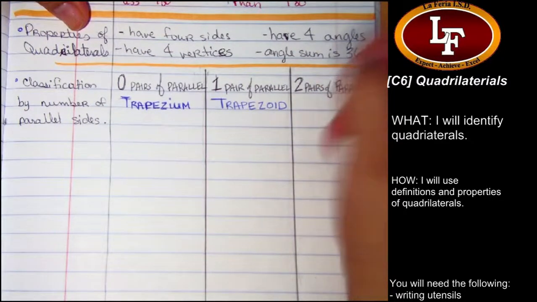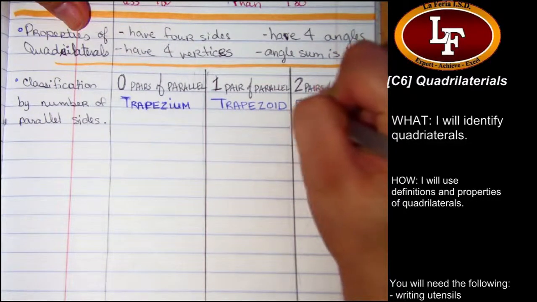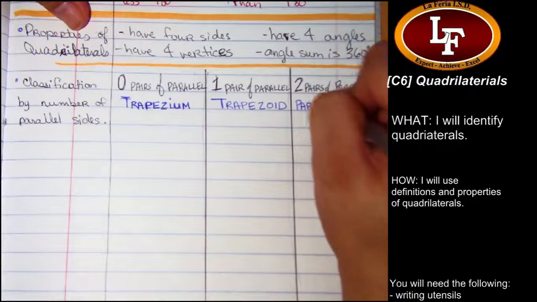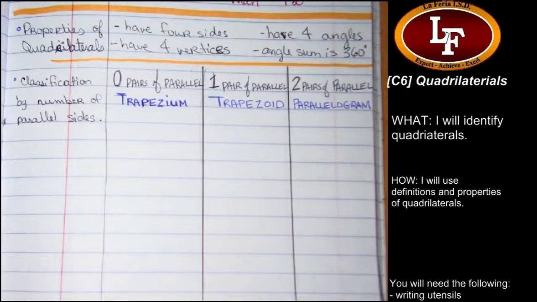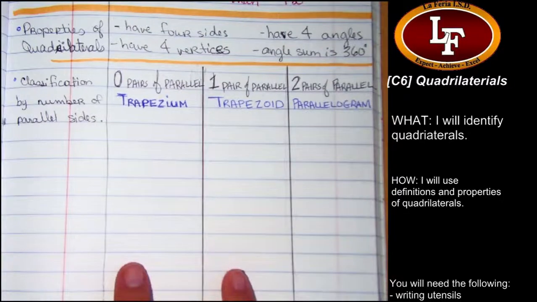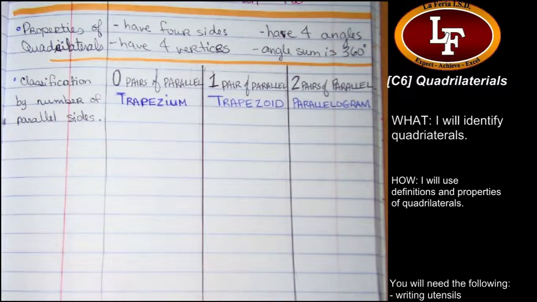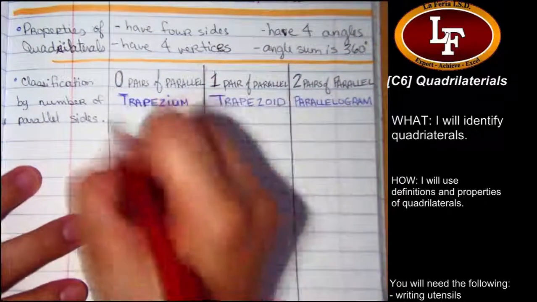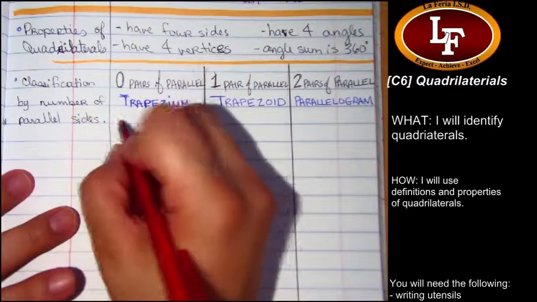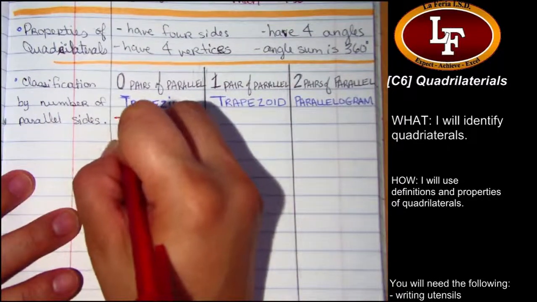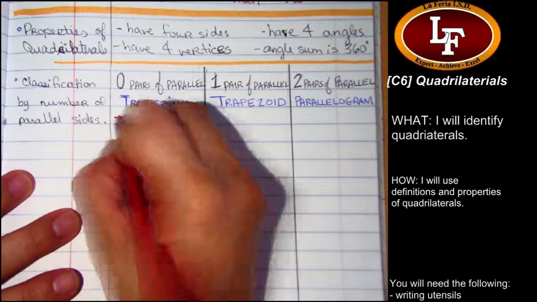When both pairs of sides are parallel to each other, we call the shape the parallelogram. We're going to look at these first 2 more closely first. A trapezium could be any looking quadrilateral, but we've got a special name for one of them if it has a certain characteristic.